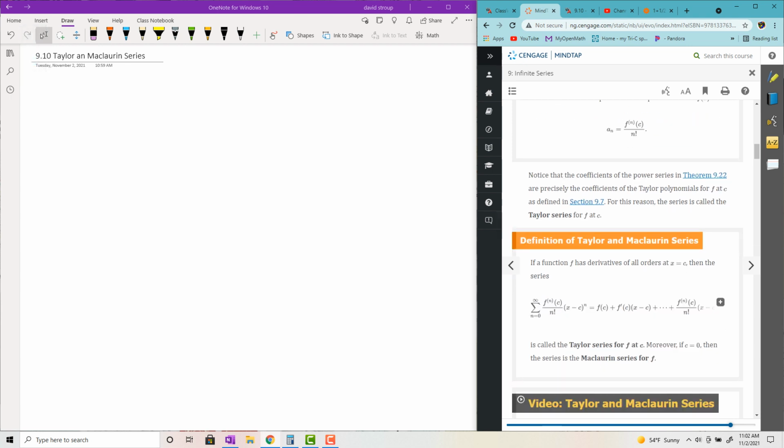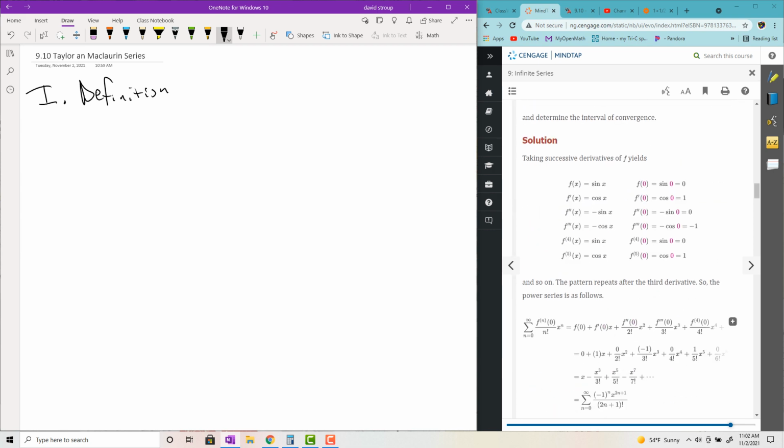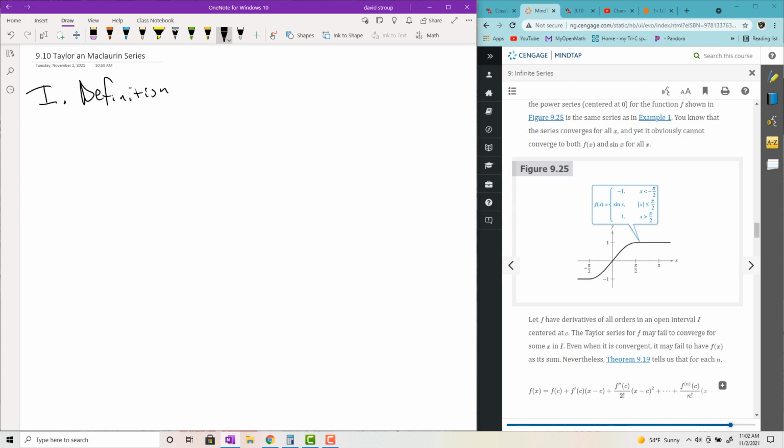Okay. So then they give you the definition of the Taylor and Maclaurin series, which is basically just the Taylor and Maclaurin polynomials taken to infinity, right? So the definition then is the power series representation for f, and it's just a representation, so it may or may not actually equal the function. And they show you that here if you're wondering what they're talking about in 9.25, this figure.